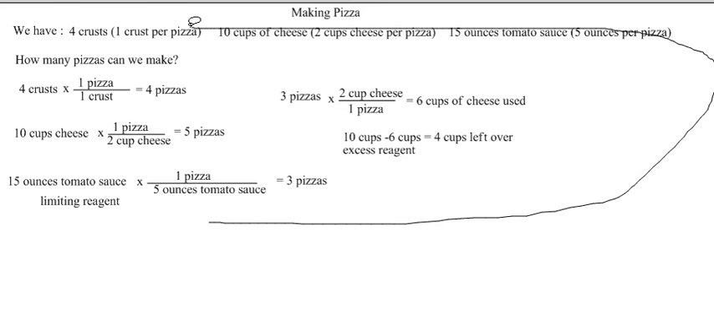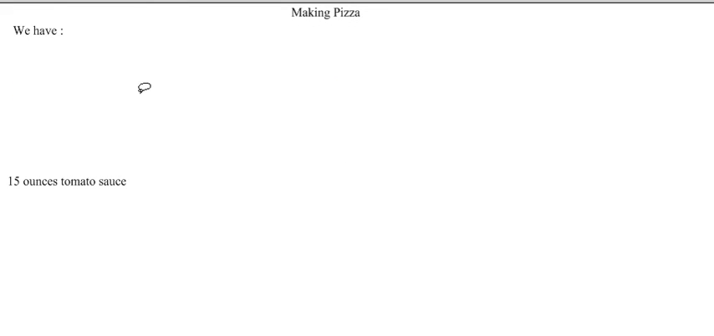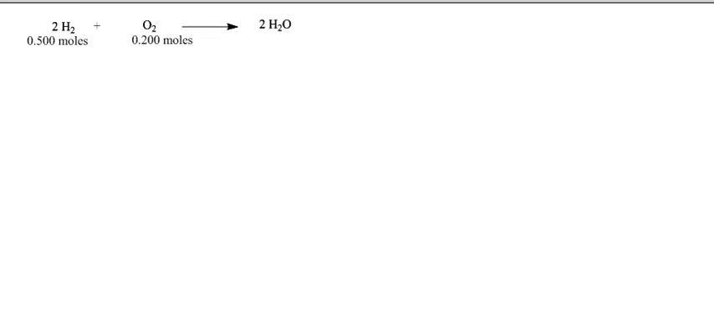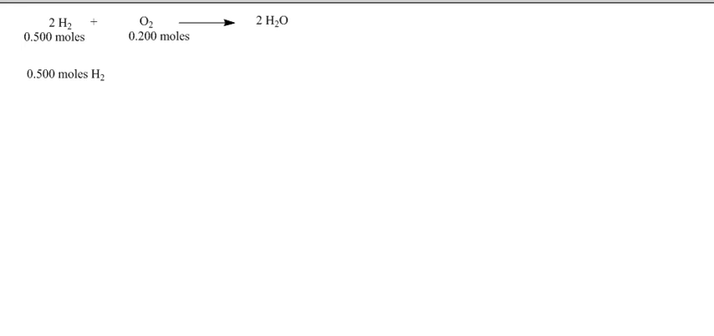Let's look at a more chemical example. So let me clear the screen. And we're going to look at making water from H2 and O2 gas, and we're going to start with 0.500 moles of H2 and 0.200 moles of O2. So let's see how much H2O we can make from each of those. If we look at the H2 first, 0.500 moles of H2. Our chemical equation tells us that the ratio is 2 moles of H2O per every 2 moles of H2. That means that we could make from this 0.500 moles of H2O.